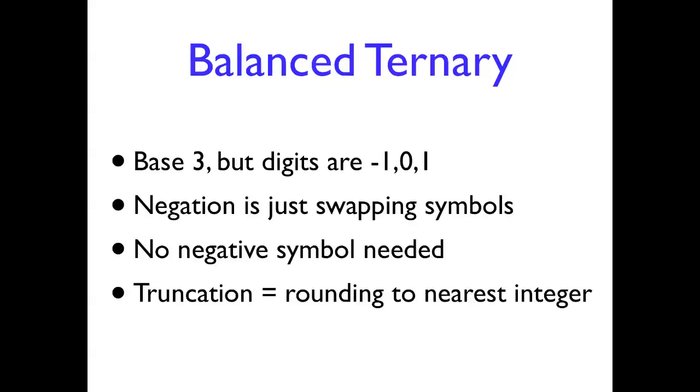Balanced ternary notation plays with the idea that, okay, it's base 3, but instead of using the digit 2, we'll use the digit -1 instead. You still get unique representation of all integers, and a couple of cool properties. Negation is swapping the symbols -1 and 1. You never need a negative sign, and if you truncate a string with a radix point, like a decimal point, then you're actually rounding to the nearest integer.